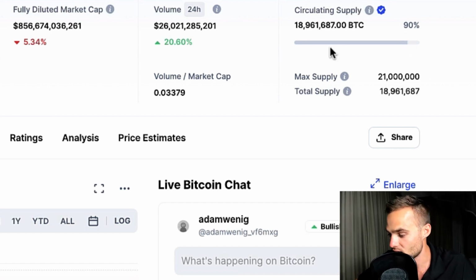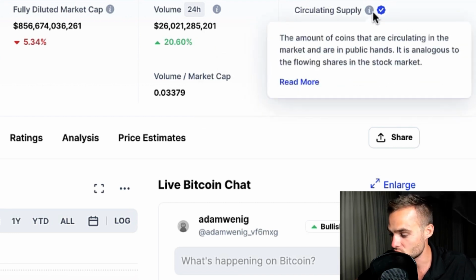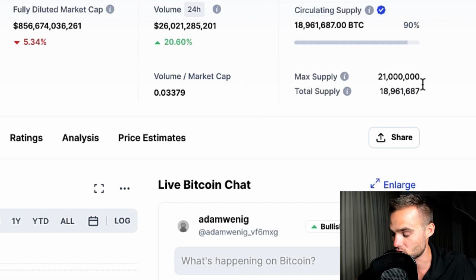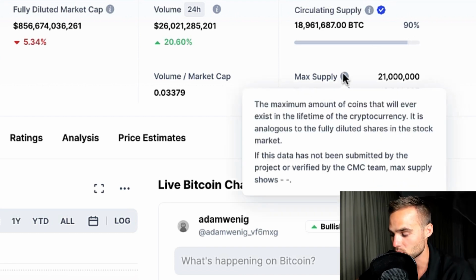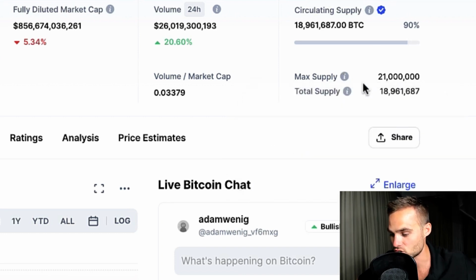So for Bitcoin, for example, you can see that it has a circulating supply of about 19 million and a max supply of 21 million, meaning there will never be more than 21 million Bitcoin. Now, on CoinMarketCap, you can also see this gray bar right here, and you can see what percentage of the max supply is already in circulation. You can see that there's nearly 90% of the total max supply already in circulation.